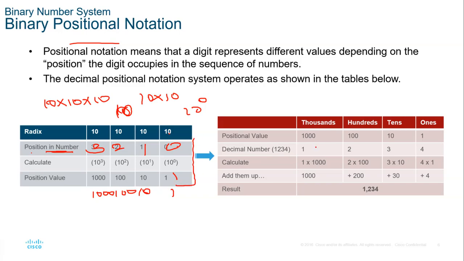On this other table, we have the position values, where we have 1,000, 100, 10, and then 1. And then we have the decimal number. In the position values, we were following the order: position 0, position 1, position 2, position 3. But the decimal number here can be any number.